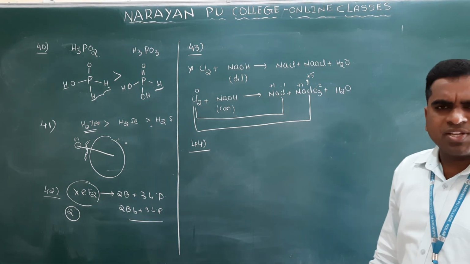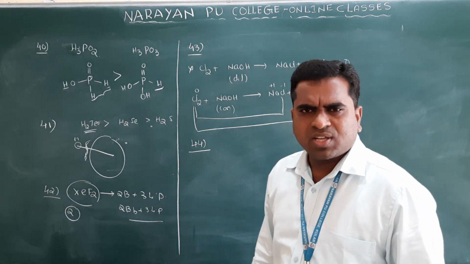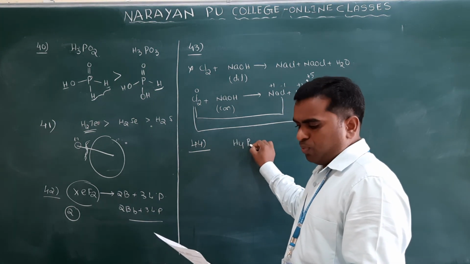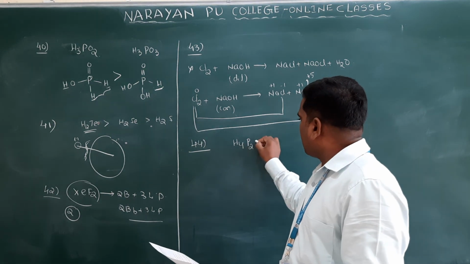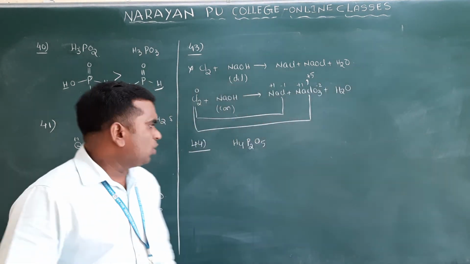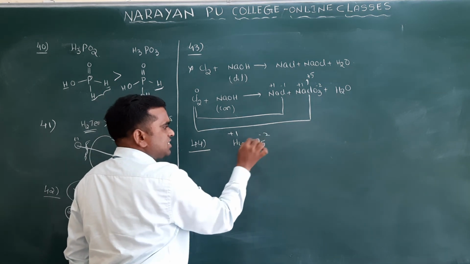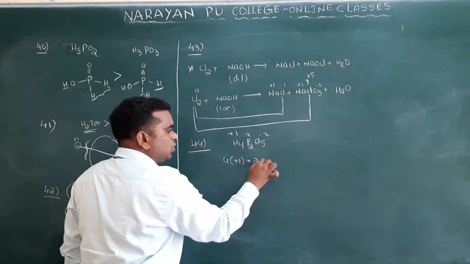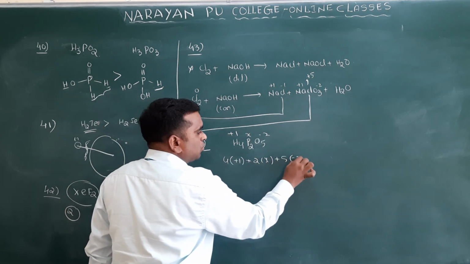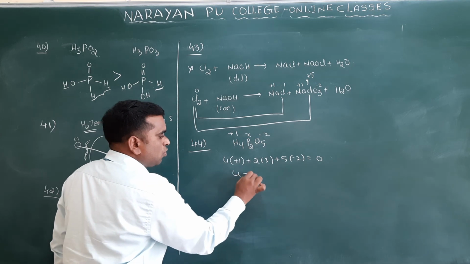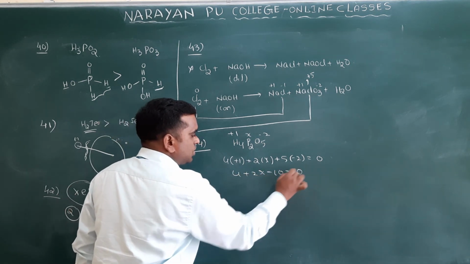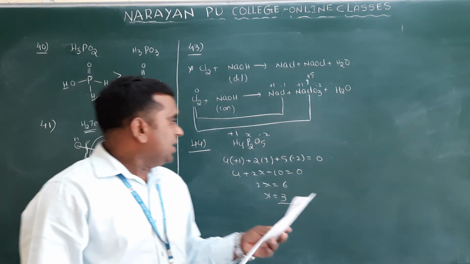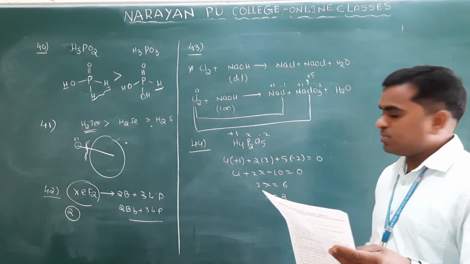Next one, question number 44. Oxidation state of phosphorus. You already know how to calculate oxidation numbers, so I will do one and you can do the remaining. Take H4P2O5. Hydrogen is +1, oxygen is -2, and phosphorus is x. So 4 into +1, plus 2 into x, plus 5 into -2 is equal to 0. So 4 plus 2x minus 10 is equal to 0, so 2x is 6, and x is 3. So in H4P2O5 you get option 3.